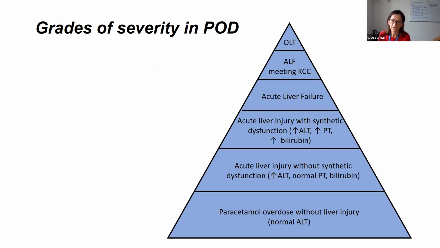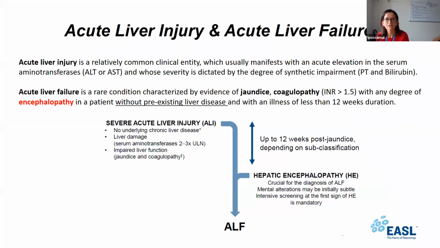The ALT is often the most striking thing we notice when we look at the bloods in paracetamol overdose, and it does reflect the degree of hepatocyte injury, but importantly, it's of very poor prognostic significance. So you'll notice that a lot of the prognostic criteria as we go through don't really rely on ALT particularly. So this distinction between acute liver injury and acute liver failure is important.